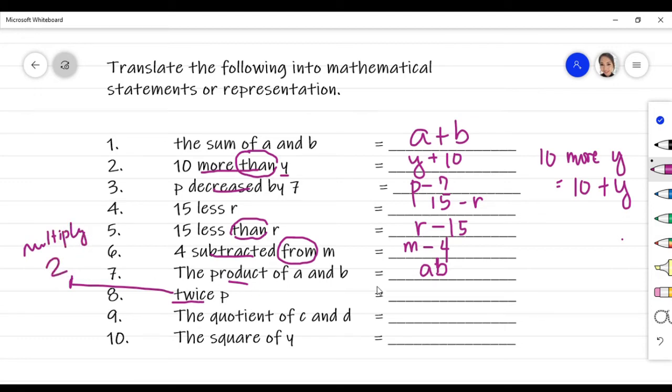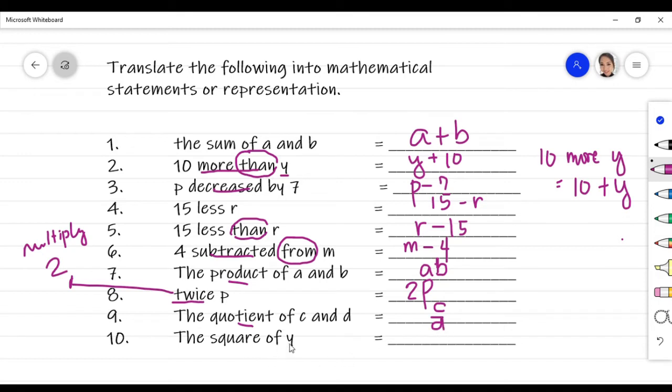Twice P. Twice meaning you have to multiply, that is multiplying 2, right? So that is twice P. So we have to write the number 2 first, 2P. So 2P, so twice P. If it's thrice P, so that is 3P. The quotient of C and D, so quotient is for division, so that is C over D.